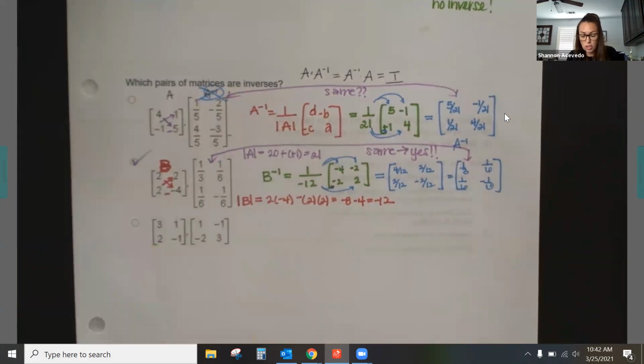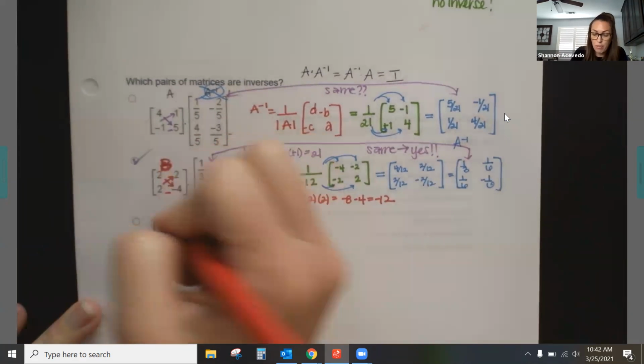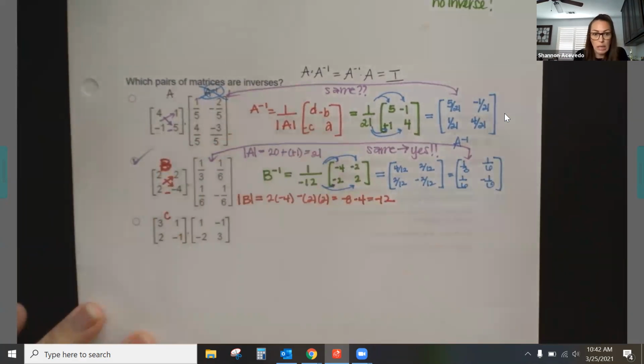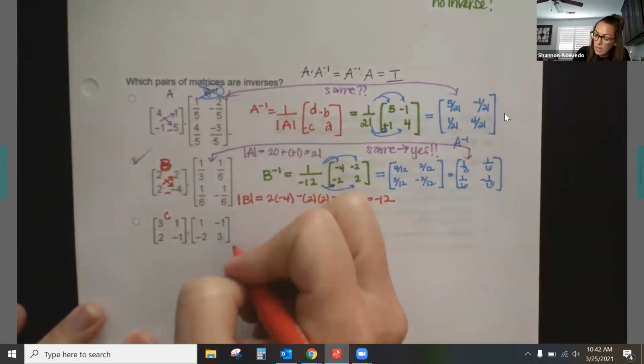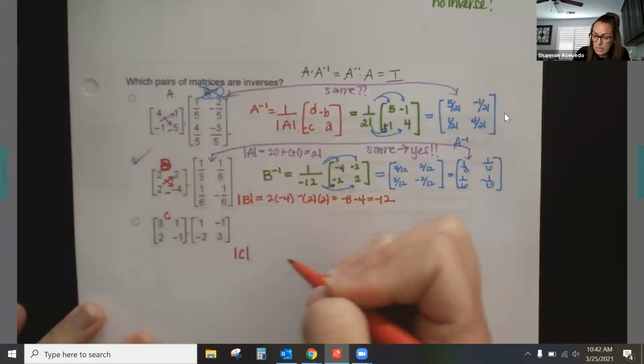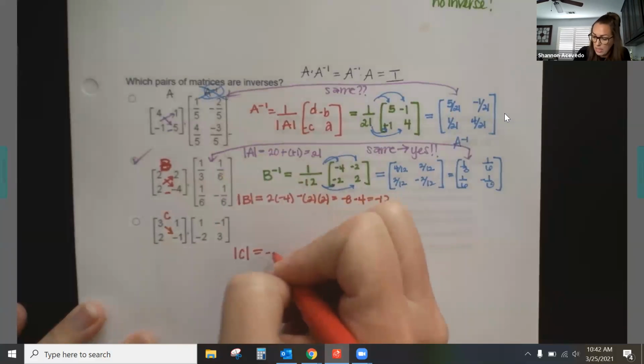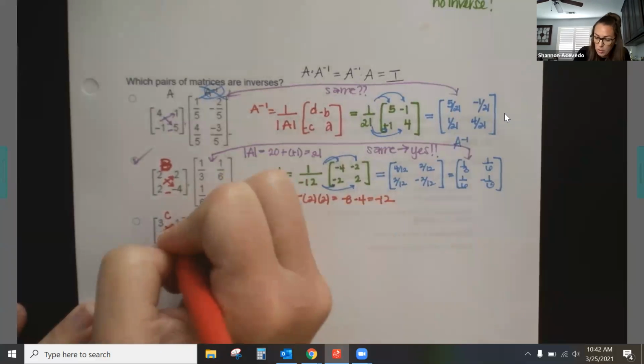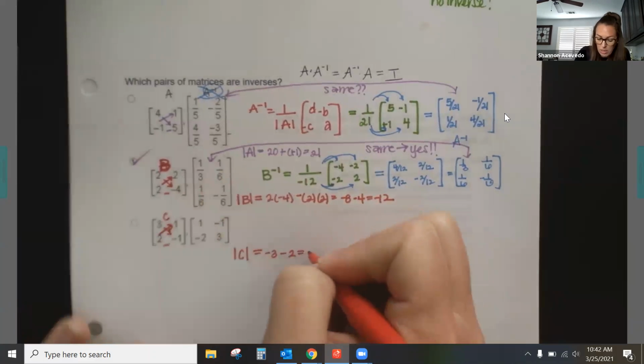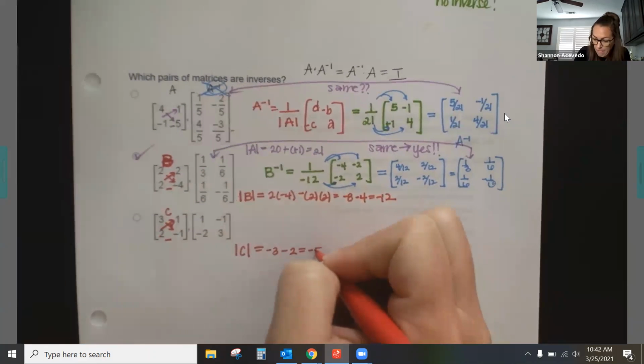And again, I'll just call this C just to differentiate. You can label a matrix whatever you want, but I need to find the determinant of my matrix C. So the determinant's going to be 3 times a negative 1 is a negative 3, minus 2 times 1, which is my 2. So it's going to be a negative 5.